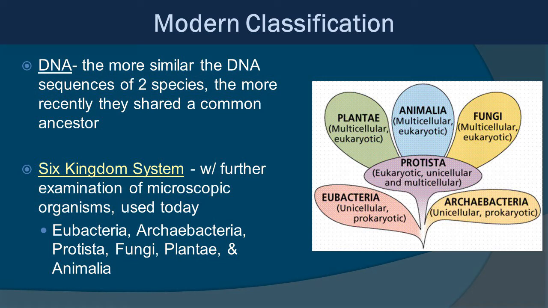With modern classification, we have essentially moved beyond just looking at homologous structures, and now we're starting to study DNA, because of course the more similar the DNA sequence of two different species, the more recently they shared a common ancestor. So we have what we call the six kingdom system that really came into play due to examination of microscopic organisms used today. And this includes eubacteria, archaebacteria, Protista, fungi, plant, and animal kingdoms. So those are the 6 different kingdoms that you see there.